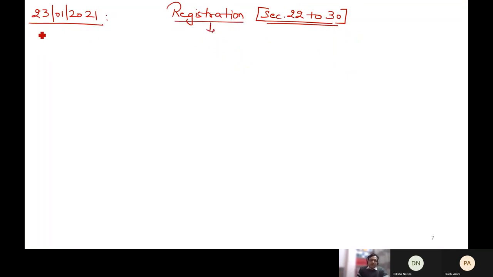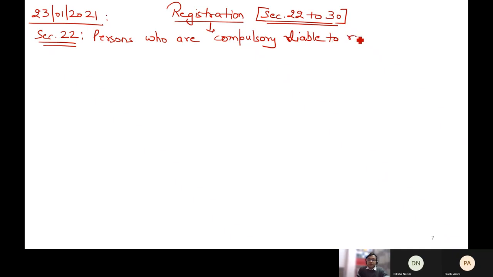Now for the timing, I am starting section 22 only. And what is the heading of section 22, if you remember? Persons who are compulsorily liable for registration. These people have to take a registration, otherwise there will be penalties. Registration under GST laws. Within this, for the time being, I have discussed only the first subsection 22(1), where the liability depends upon aggregate turnover.